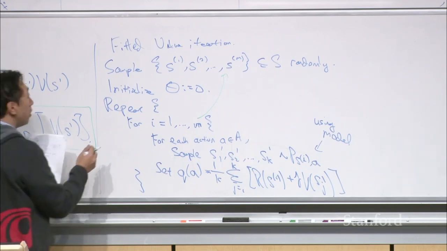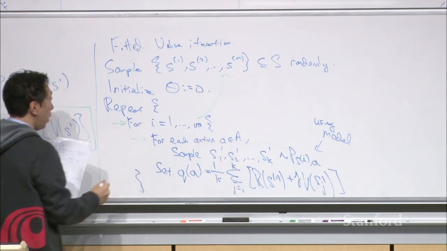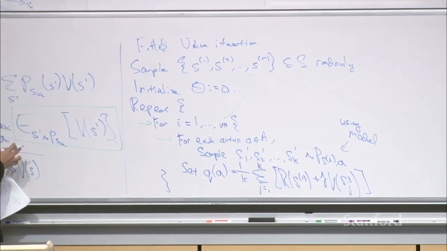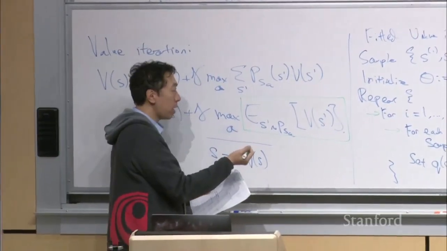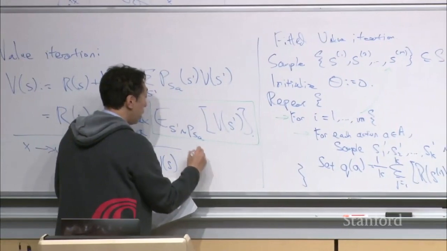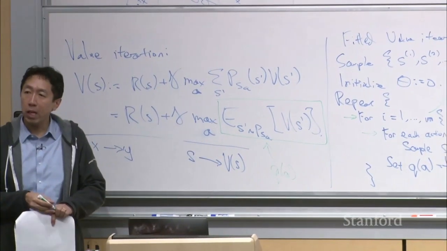And so these two loops, this for i equals 1 through M, and for each action A, this is just looping over every state and every action and taking k samples, sampling k examples of where you get to if you take an action A in a certain state S, right? And by taking those k examples and computing this average, q(a) is your estimate of that expectation.